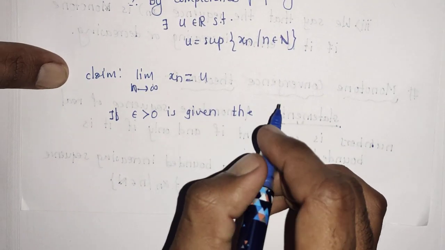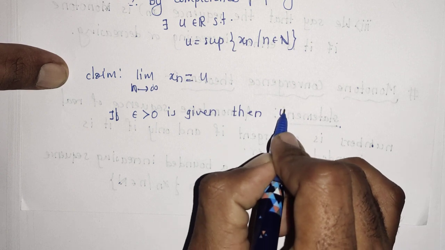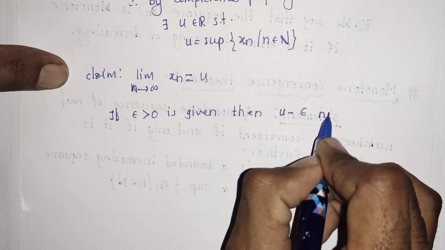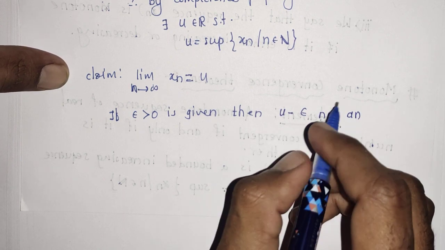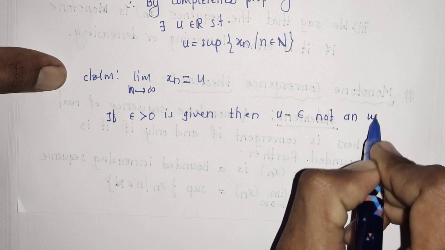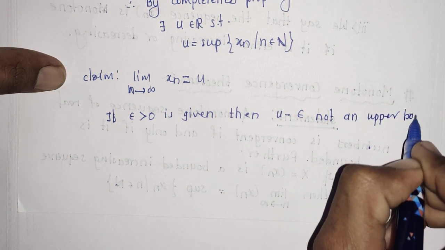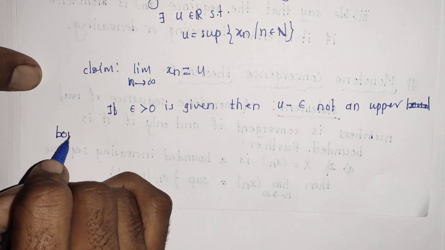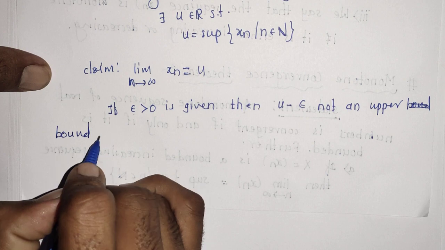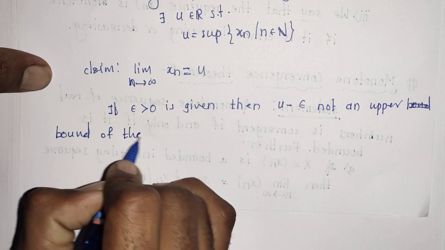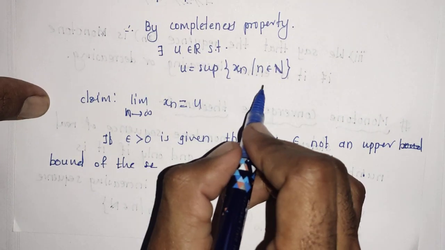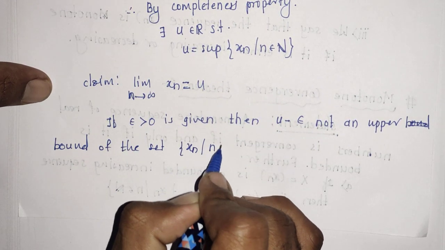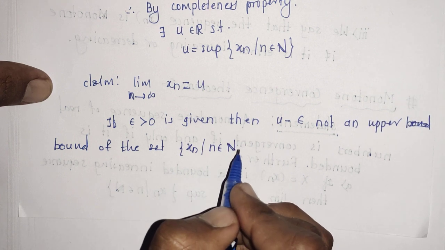So for given epsilon positive, consider u minus epsilon. This u minus epsilon is not an upper bound, because u is the least upper bound, not an upper bound of the set xn such that n belongs to the set of natural numbers.